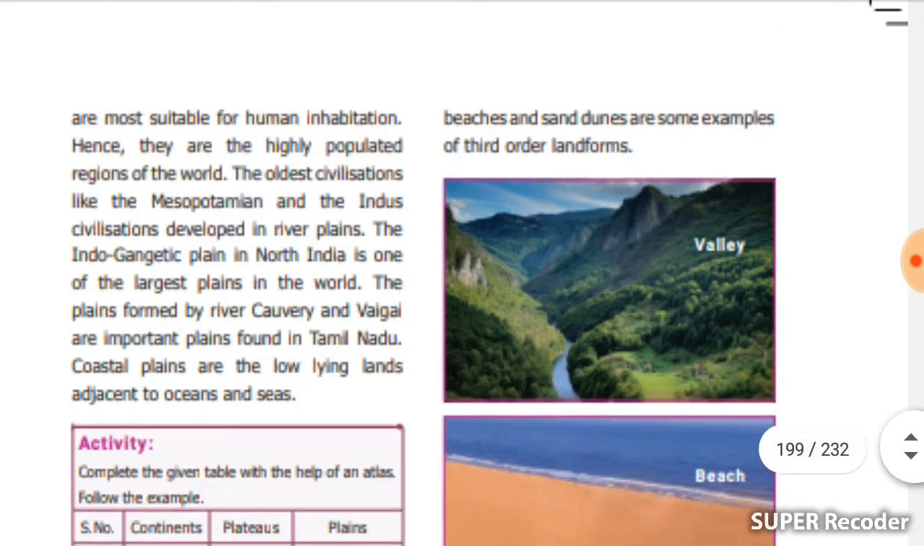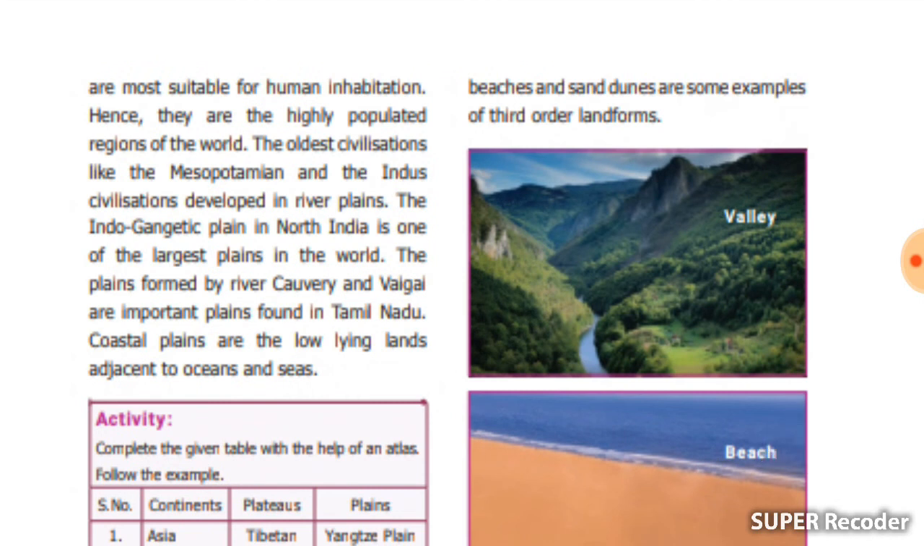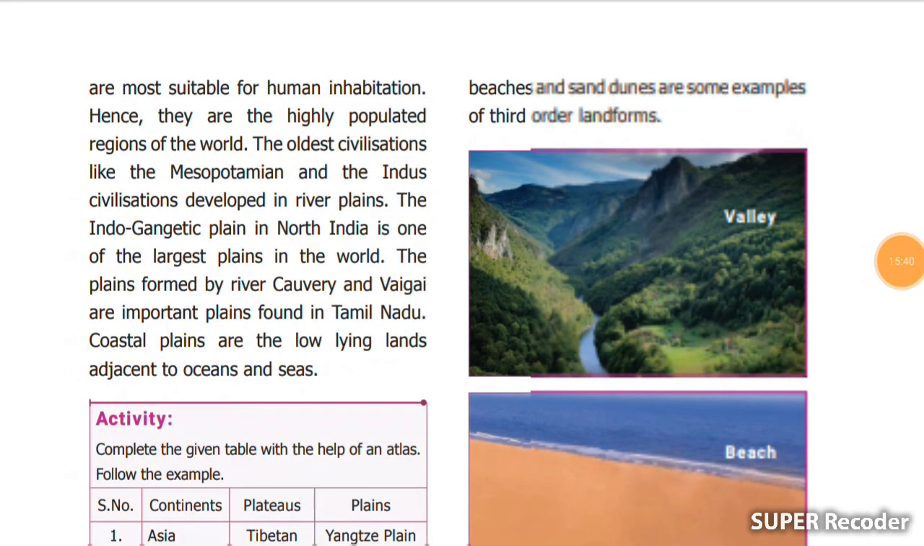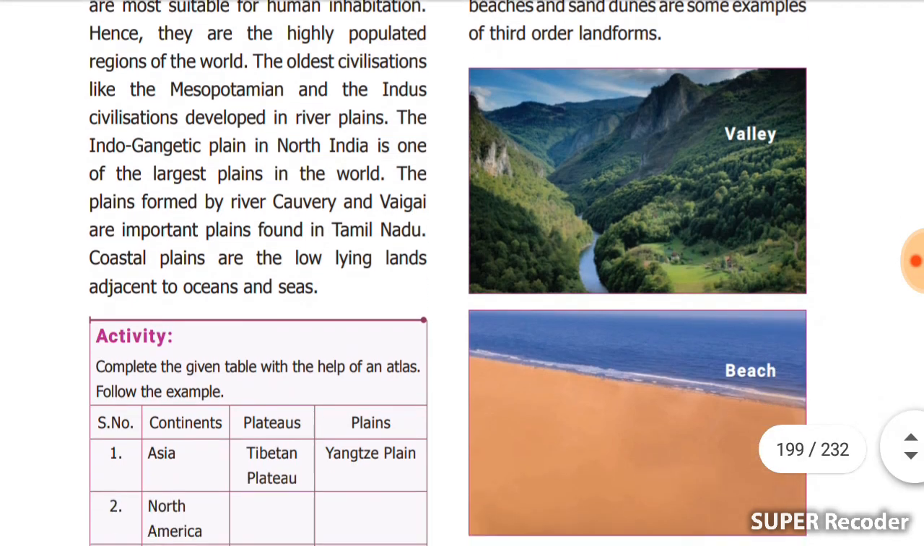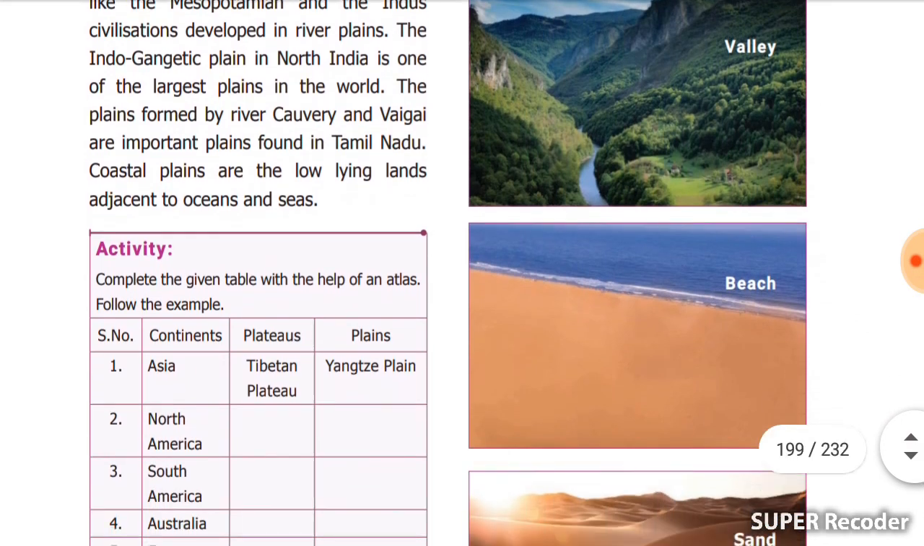The plains are most suitable for humans and are the most highly populated regions of the world. The oldest civilizations like Mesopotamia and the Indus civilization developed in river plains like the Indo-Gangetic plains of North India, the largest plain in the world. The plains formed by rivers Kaveri and Vaigai are important plains found in Tamil Nadu. The coastal plains are the low-lying lands next to the oceans and seas.